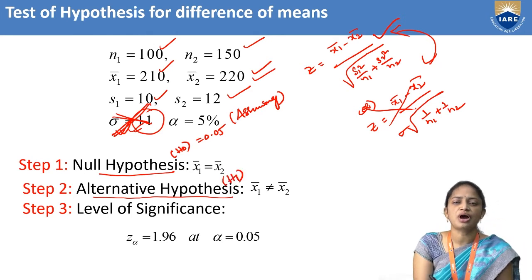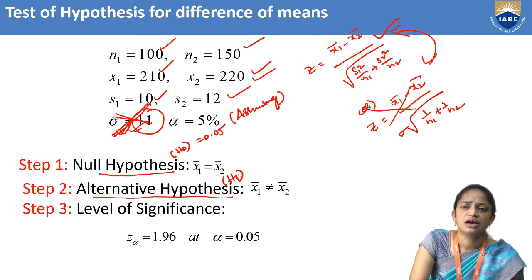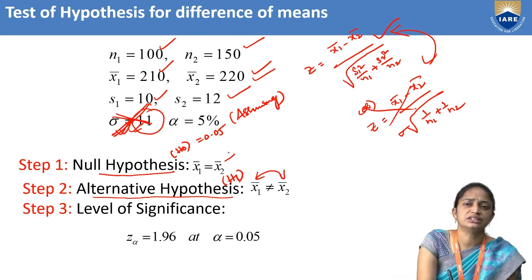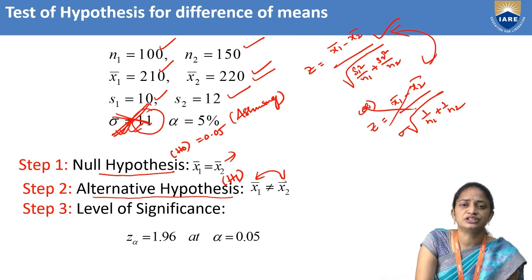So the alternative hypothesis is nothing but the opposite of the null hypothesis. Here I am taking the alternative hypothesis, that means x1 bar not equal to x2 bar. That means there is a difference between these two means. In the first case there is no difference between the two means, that is x1 bar equal to x2 bar. So here there is a significant difference between these two means, that means x1 bar not equal to x2 bar.